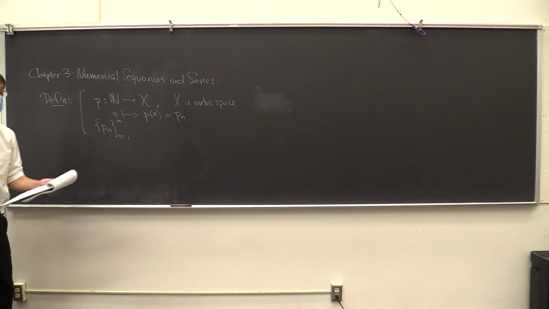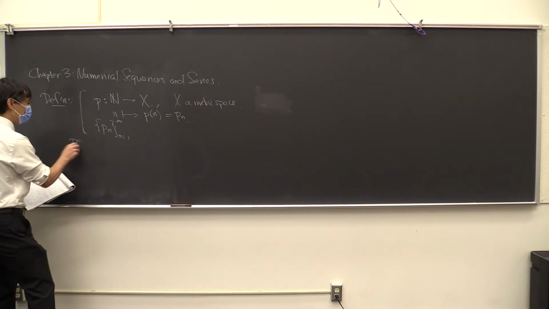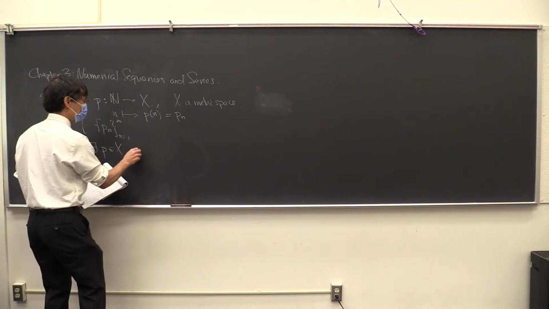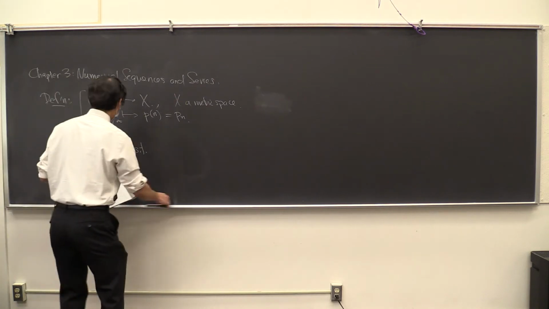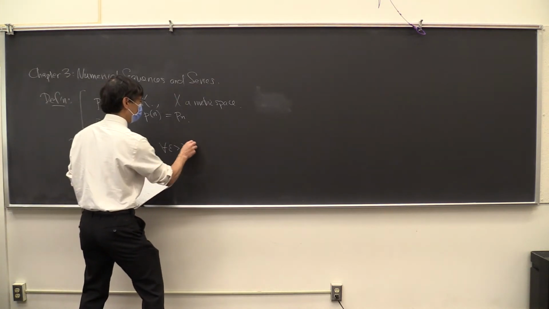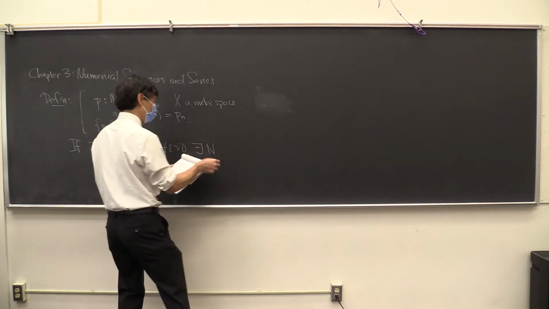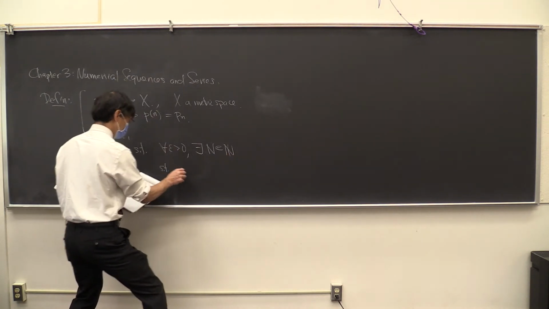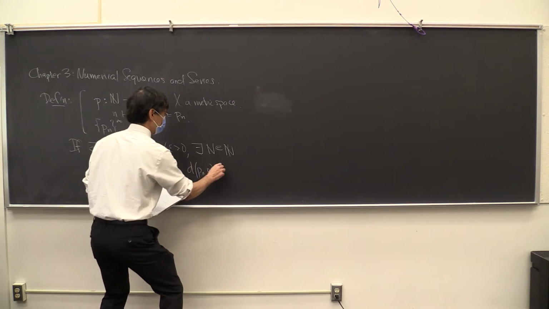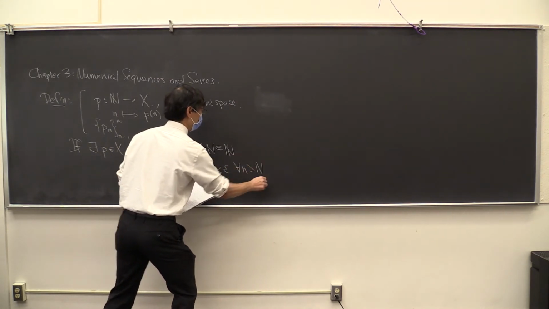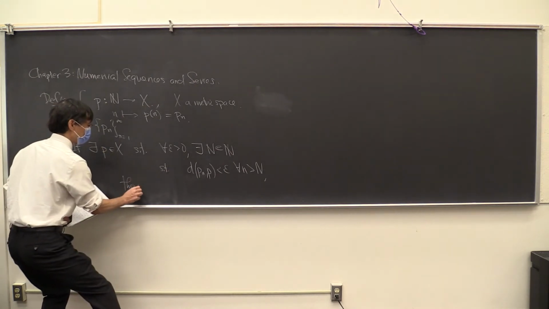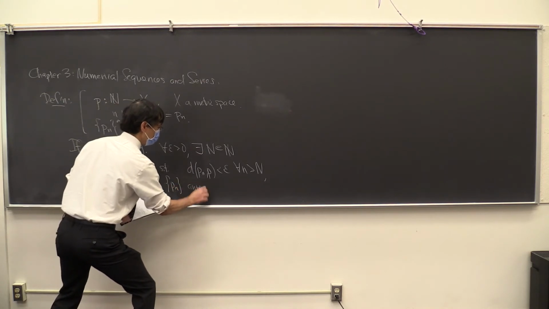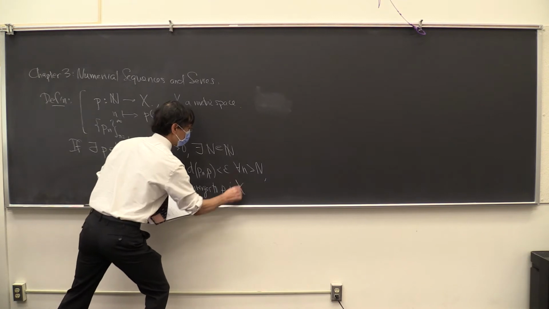Now we're going to talk about what it means to converge. If there exists a point p in x with the property that for all epsilon greater than 0, there exists some N in the natural numbers such that the distance from p_n to p is smaller than epsilon for all n greater than N, then we say p_n converges to p in x.